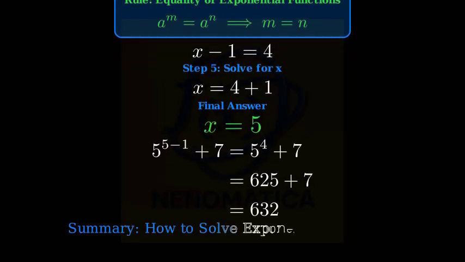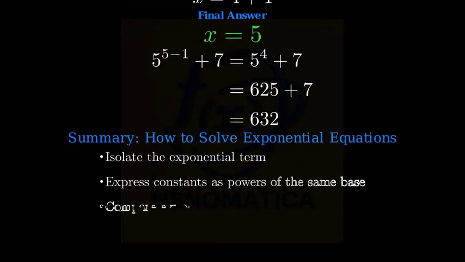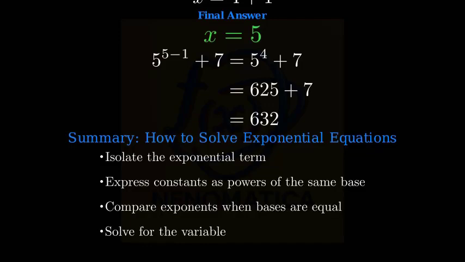To summarize, when solving exponential equations where we can isolate the exponential term, we use these key steps. First, isolate the exponential term. Second, express any constants as powers of the same base if possible. Third, compare exponents when the bases are equal. And finally, solve for the variable. This approach works for many types of exponential equations.